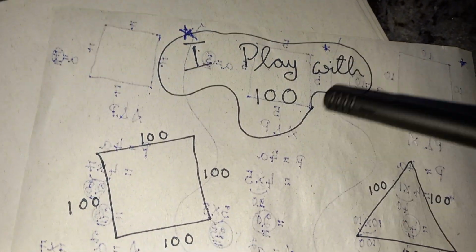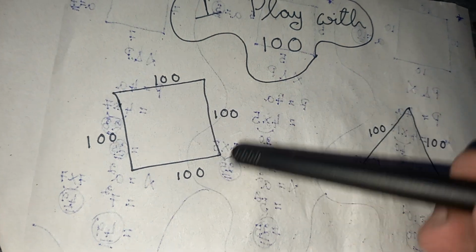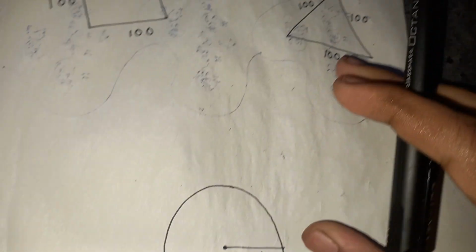Dude, now I'm going to play with number 100. First, I'm going to find out the area of a square where all sides are made of 100, and then the area of a triangle. Here also all sides are 100 units.